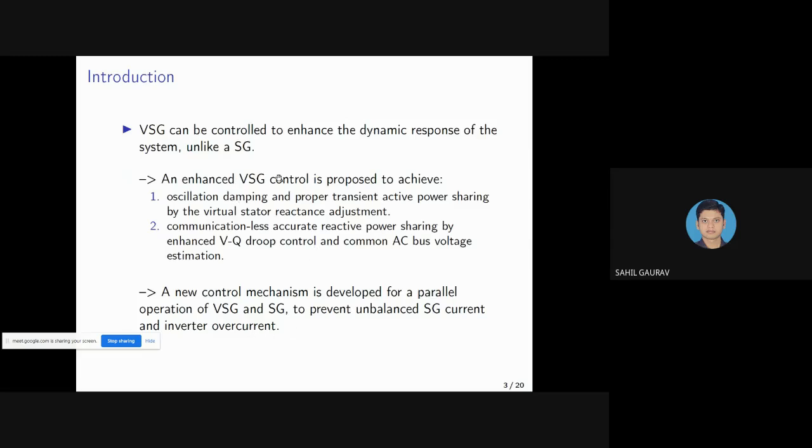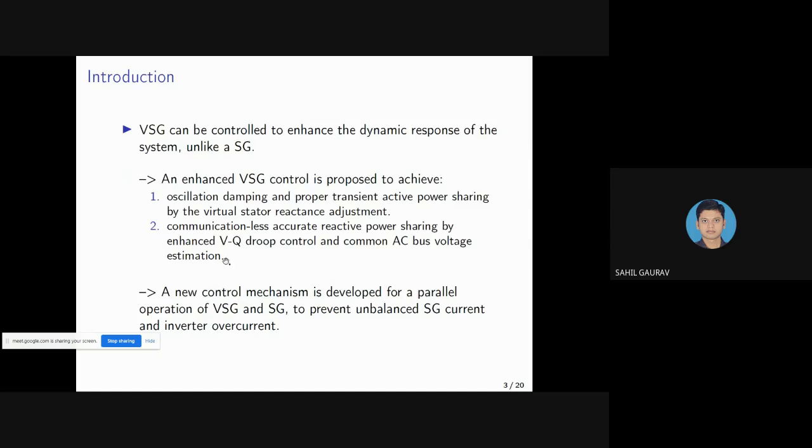Basically, the first one has been done for the islanded operation, that is, not connected to a grid, and this operation has some demerits. In island operation, all the inverters are controlled by VSG. So there is another problem of unbalanced synchronous current and inverter overcurrent. So how do we remove that problem? This method has been proposed in the past by some authors.